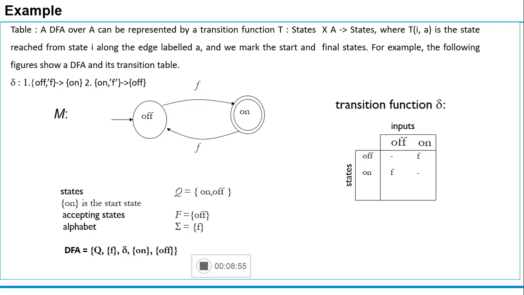If I want to represent the DFA, you have the set of states, that is Q. You have the inputs, that is going to be F. We have the delta function that we have represented already. We have a starting state that is going to be on, and we have an ending state, or we call it an accepting state, it is going to be off.